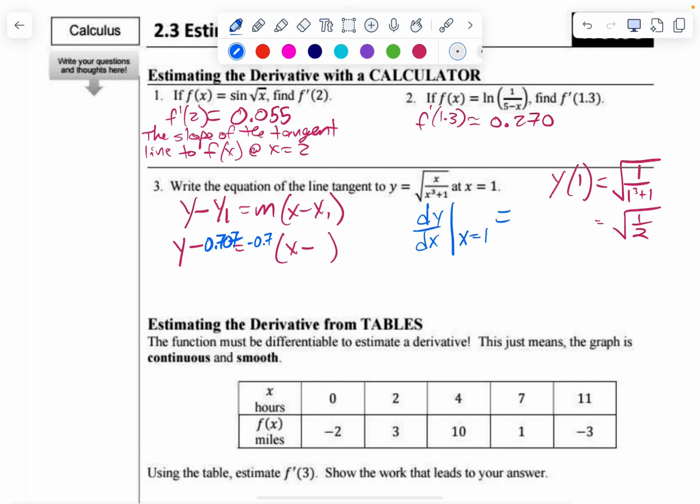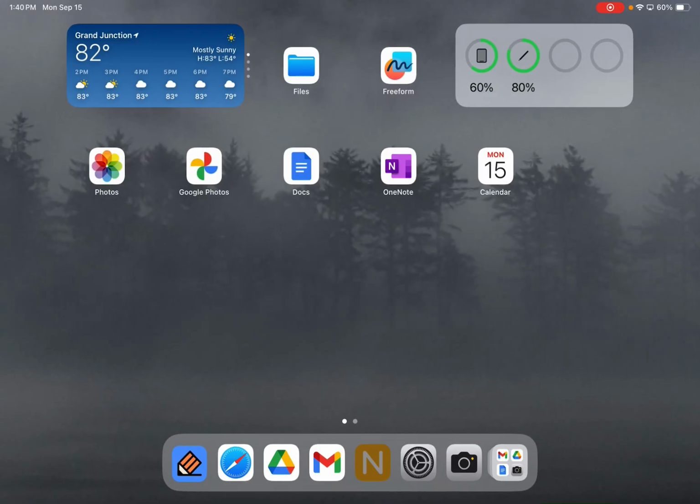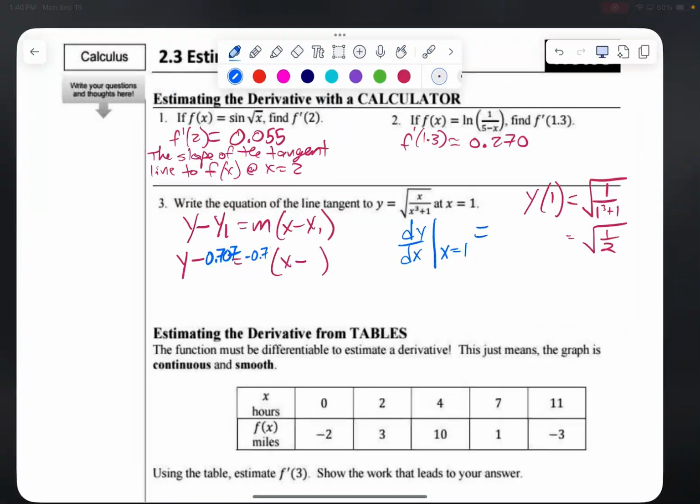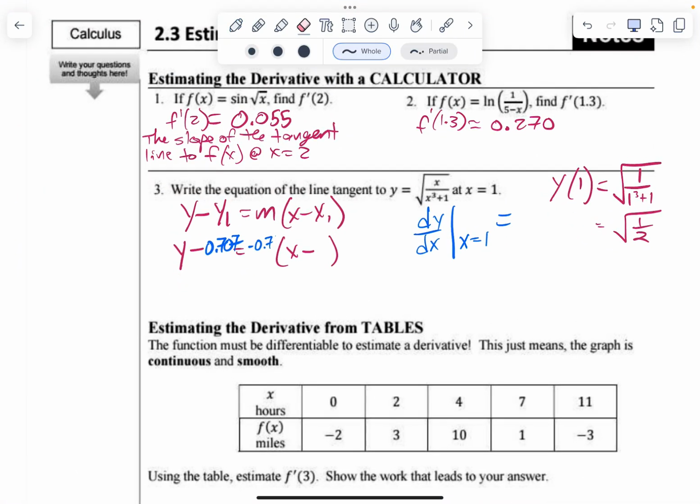I'm so happy that I have written this in so I have no room to put it in here. 177. I'm going to put 176. I like truncating better for this kind of stuff. And then we just fill in our 1 for x1. Okay, that's all. Just take the derivative at a point with your calculator.